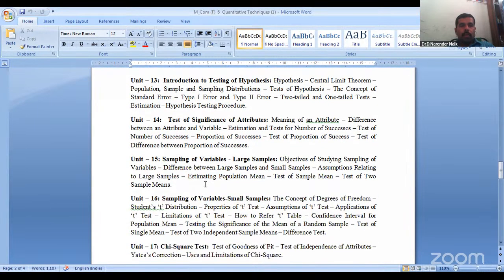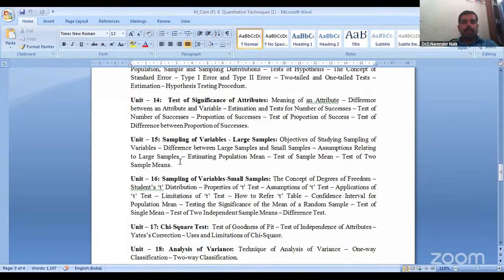Then come to unit number 14, test of significance. Test of significance of attributes, meaning of an attribute, difference between an attribute and variable, estimation and test for number of success, proportion of success, test for proportion of success. The next one is test of difference between proportions of success. This is the first topic.